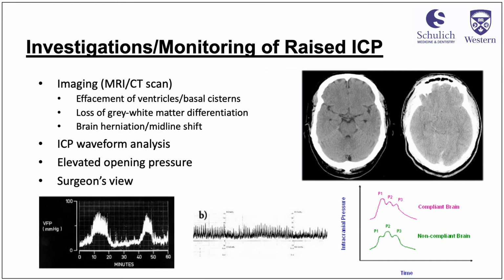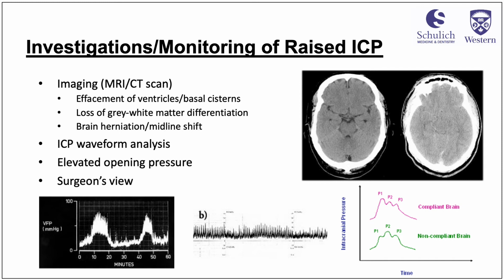So getting to some of the investigations that can be done, one of the first things that's generally done is imaging, not necessarily for the raised ICP, but to look at what the pathology may be that is causing some of the symptoms you're concerned about. But with the ICP itself, some of the things that you can see on MRI or CT is effacement of the ventricle and basal cisterns.